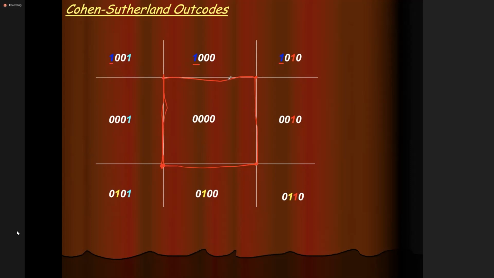When you consider anything above this one, below is 1, the second bit is 1. All the points anything right, 1 here. Anything left, 1 here. Others are zeros. Then here you can see the center, you have 0, 0, 0.